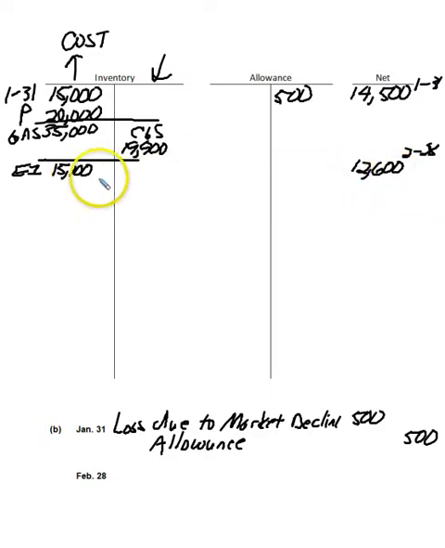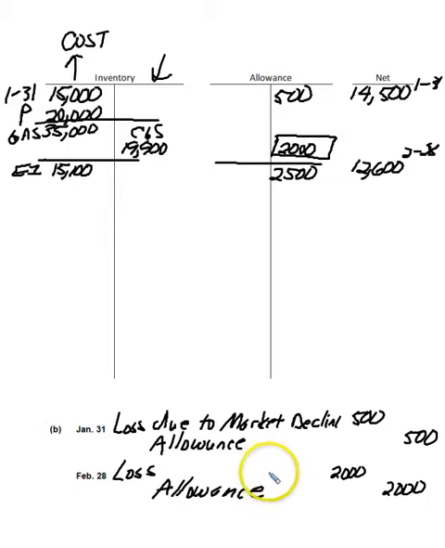So now I can figure out, okay, this is cost over here. Here's the lower cost of market. I need an allowance account with a balance of $2,500 in it. So $15,100 minus $2,500 will give us the $12,600. And then that will back me into my journal entry for the allowance account. I need another $2,000 in that account. So we have an additional loss now for $2,000. So let's go down and make our journal entry.